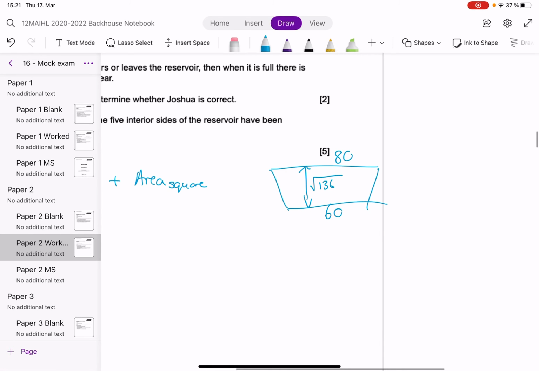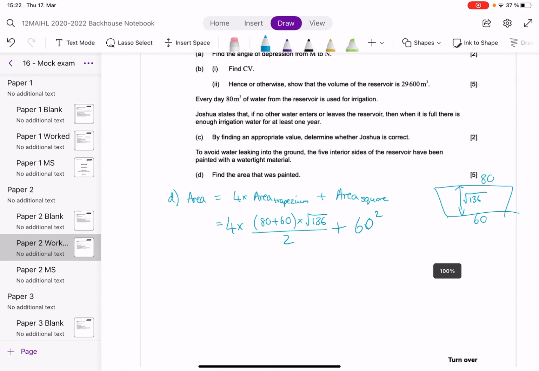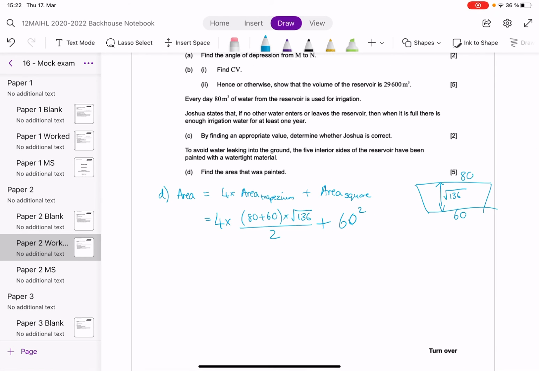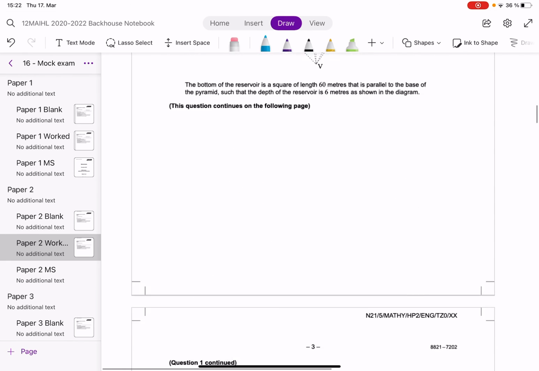Square root of 136. Okay, so to get the area of our trapezium, the formula is in your formula guide. It is (A plus B) times H divided by 2. I want 4 trapezia, and then I want to add on the square. The area of the square, it's a 60 square, so it's 60 squared, and then we can calculate that to find our total surface area. We don't want a lid on the top. We don't want an 80 by 80 square, otherwise there's nowhere for the water to go in, is there? So yeah, we're going to assume that that's open.